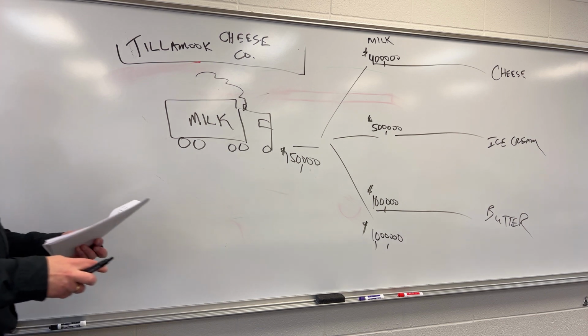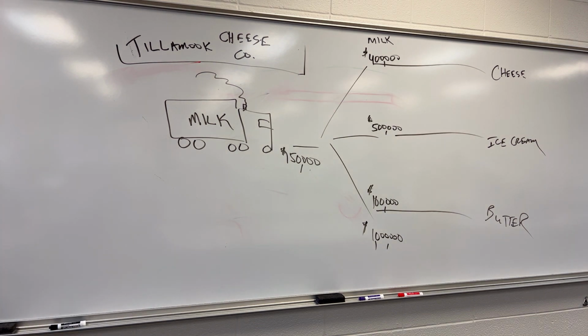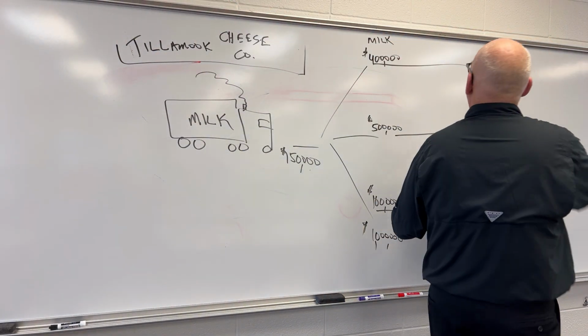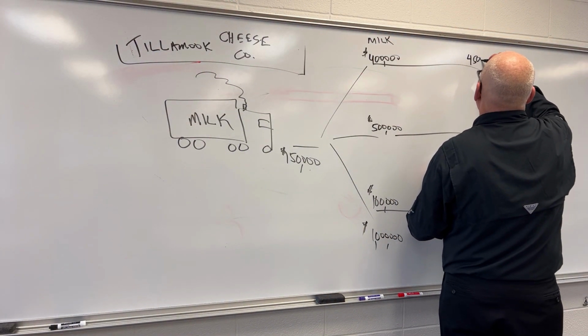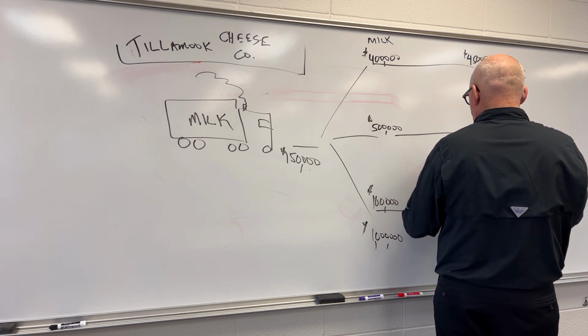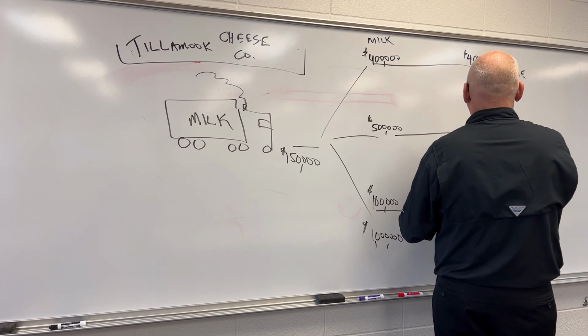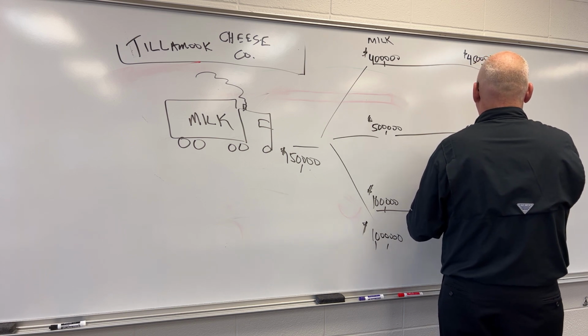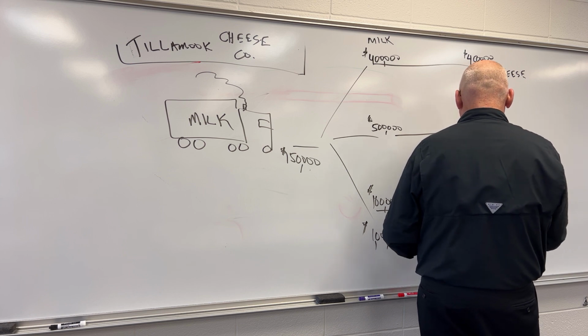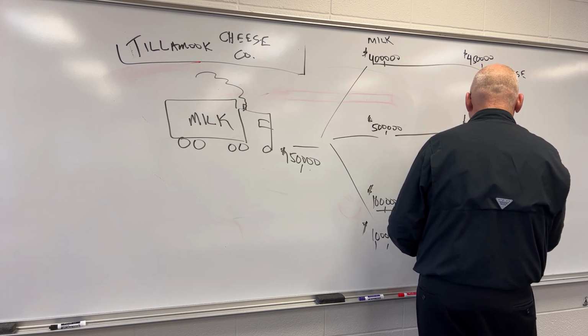And we're told, so that is the first row. Sales value at split off, i.e. raw milk. They can sell the milk. They got $1 million worth of stuff they can sell. Sales value if processed further. So if that milk becomes cheese, they can sell it for $450,000. They can sell the ice cream for $679,000. And they can sell the butter for $110,000.